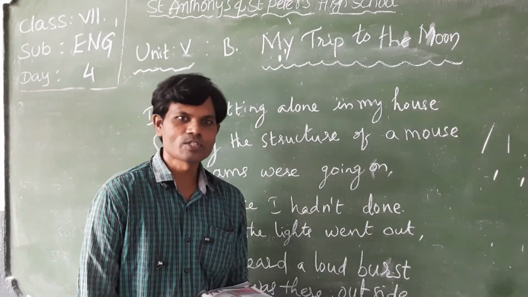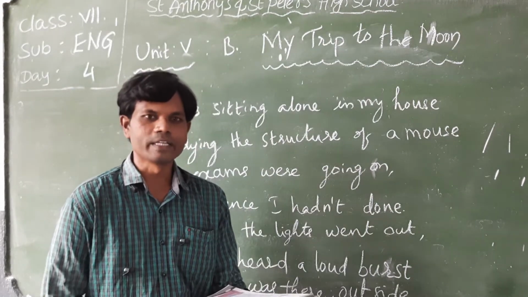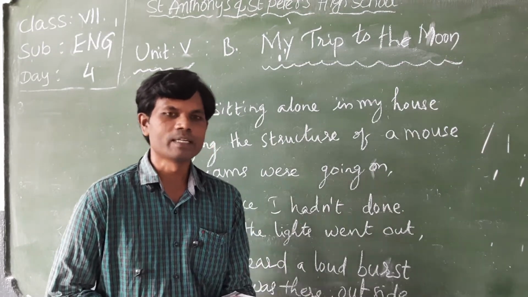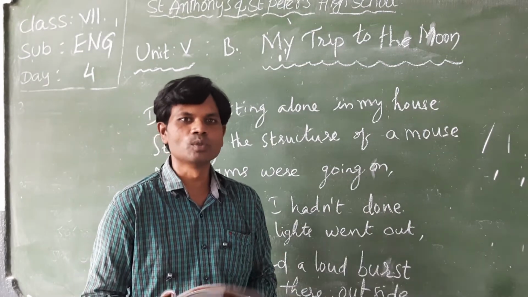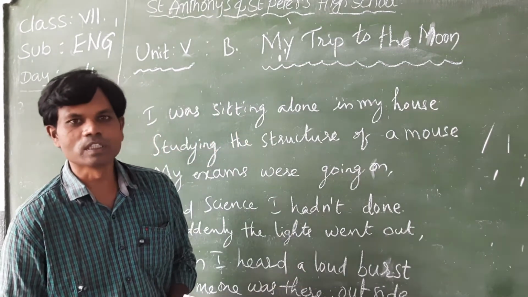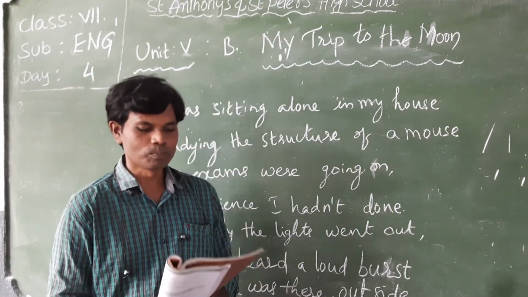In the last class, what we saw is the A reading, 5th unit A reading, the trip to the Andaman. Okay, so that we completed. Now we have come to the B reading, My Trip to the Moon. This is a poem, My Trip to the Moon.